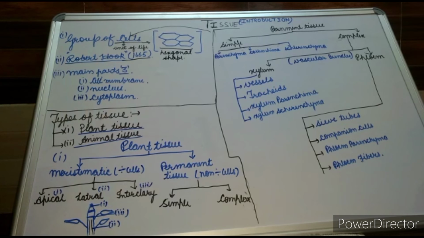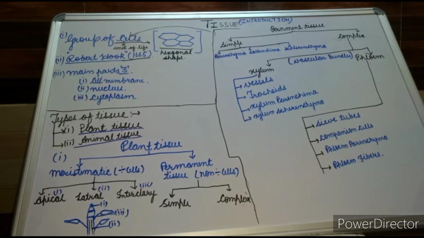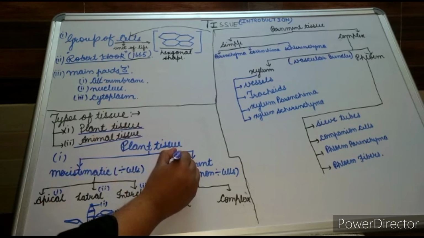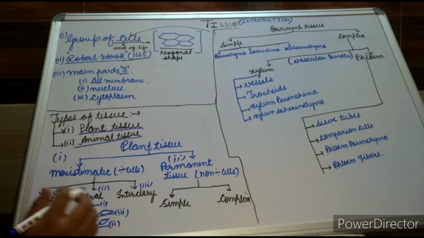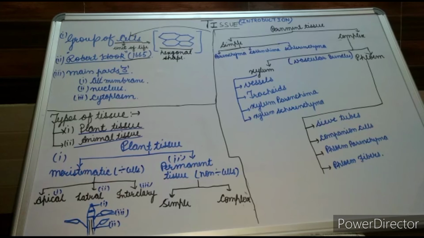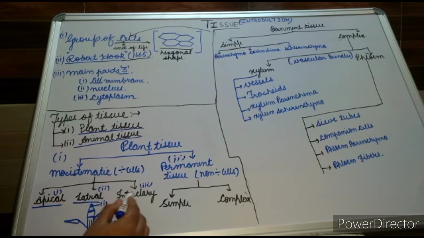If we are talking about the plant tissue, we are dividing the plant tissue into two categories. Number one is the meristematic tissues and number two is the permanent tissues. The meristematic tissues are divided into three categories. Number one is apical, second is lateral and third is intercalary.